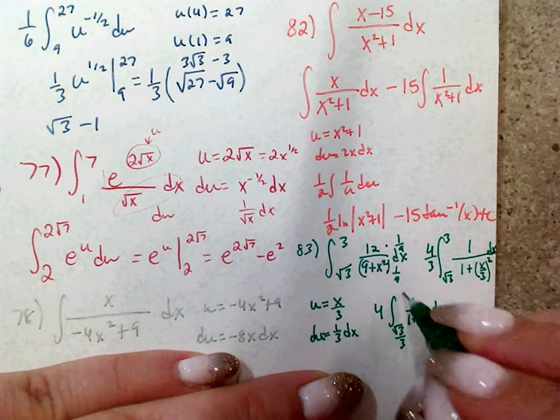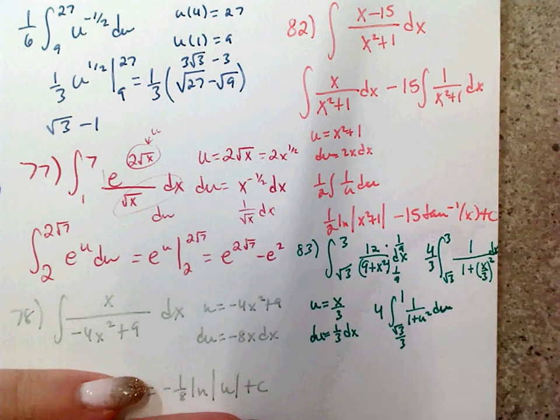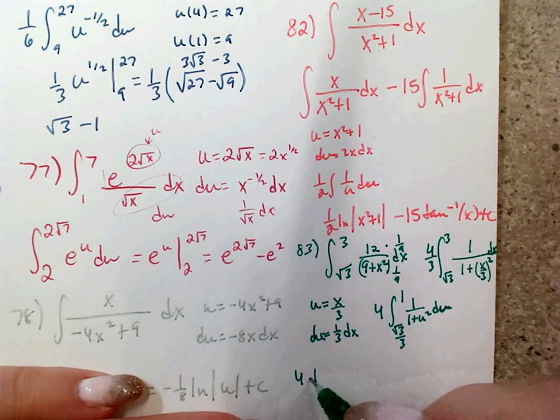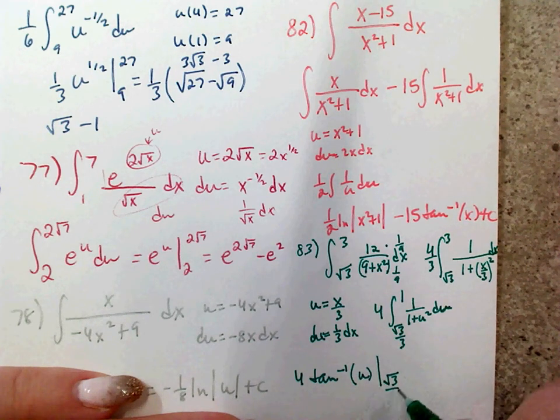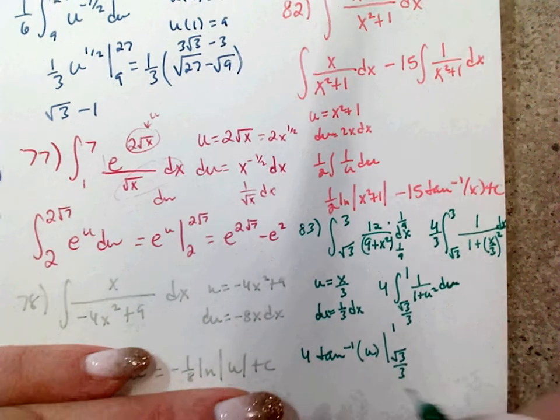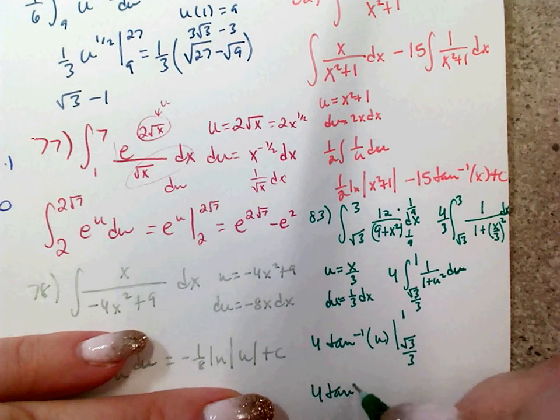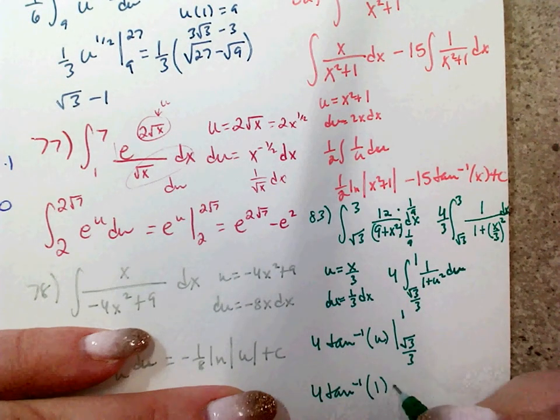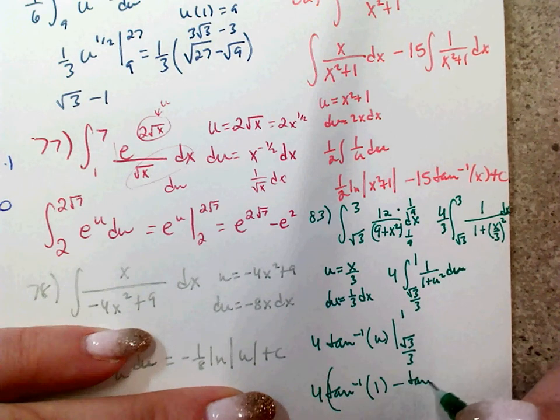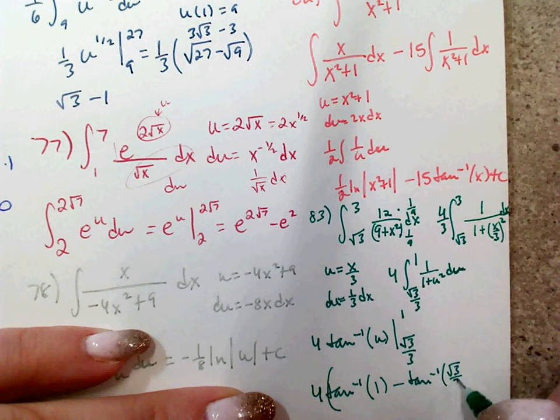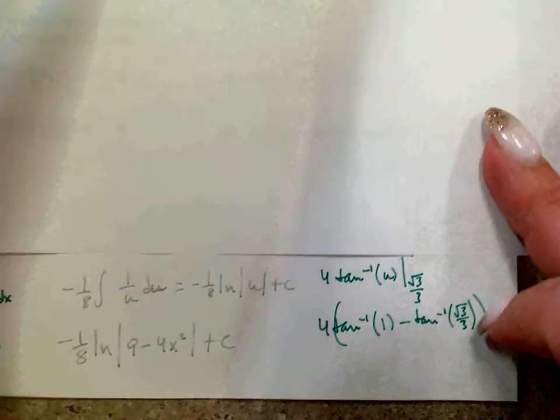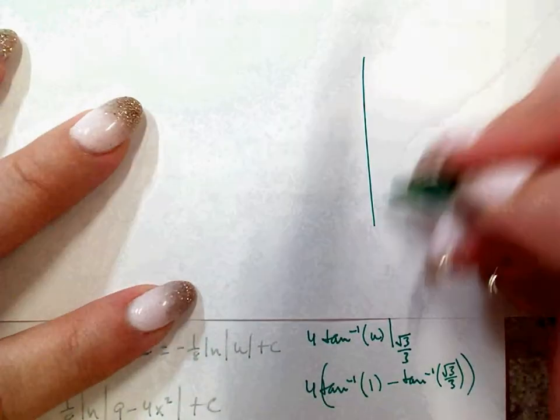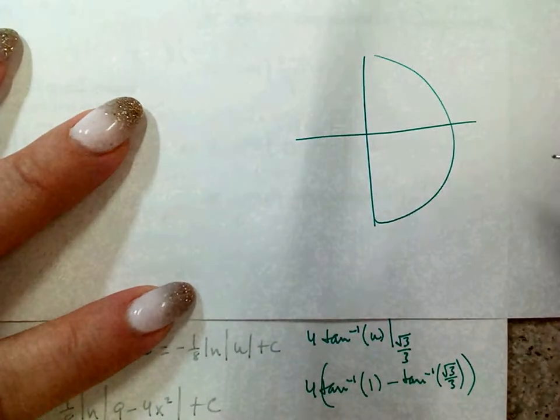So I've got 4 times tan inverse of u evaluated from the square root of 3 over 3 to 1, which is 4 tan inverse of 1 minus tan inverse of the square root of 3 over 3. So here's the thing. You got to know your unit circle, which you all do, which is so wonderful. Tan inverse only exists from negative pi over 2 to pi over 2, and tangent is only positive up here in the first quadrant.